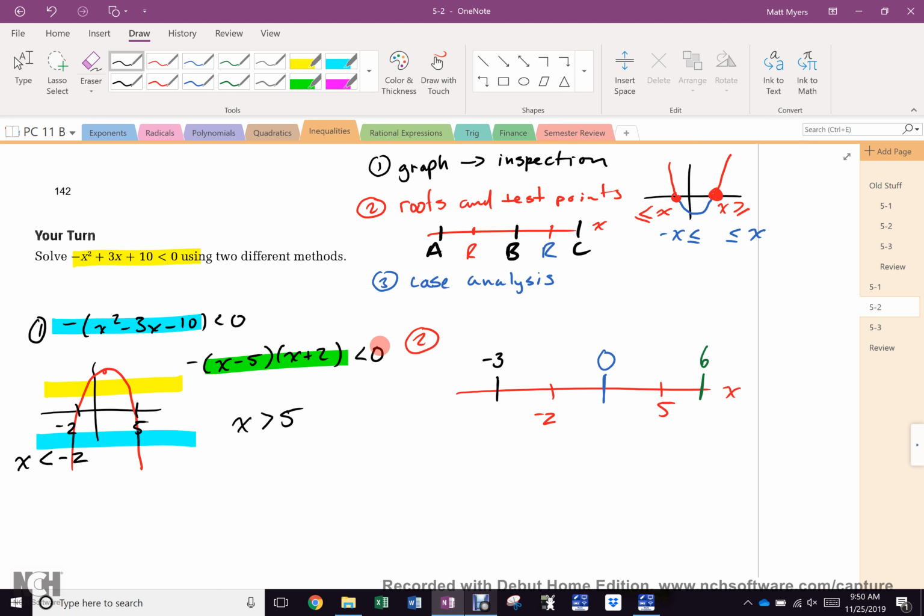Now, I submit that I would use the green one because -3 minus 5 is what? -8. -3 plus 2 is what? -1. What is -8 times -1? +8. There's a negative out in front, so this side is -8, yes? Is -8 less than 0? Yes. So -3 is okay, which means this entire part of the x-axis is okay.